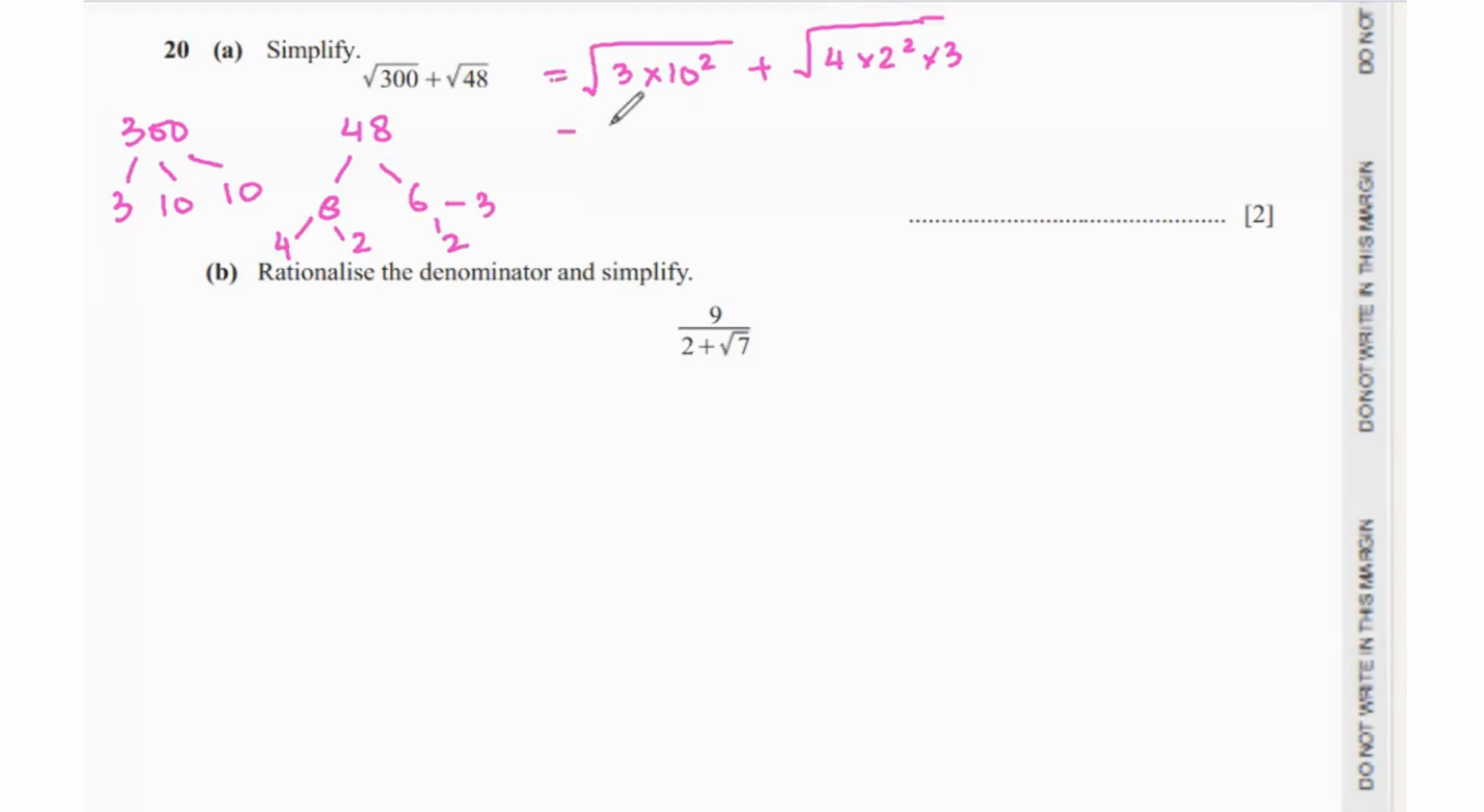So 10 square is 100, square root of 100 is 10. So 10 comes outside, 3 is inside. Square root of 4 is 2. Square root of 2 square, once again 2. So the two 2's are outside and 3 is inside. So now we have 10 root 3 plus 4 root 3, which is 14 root 3. You cannot further simplify this surd because the number inside the root is a prime number and you can't further break it down.